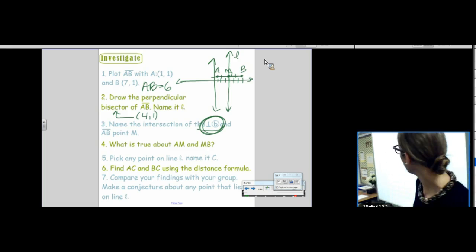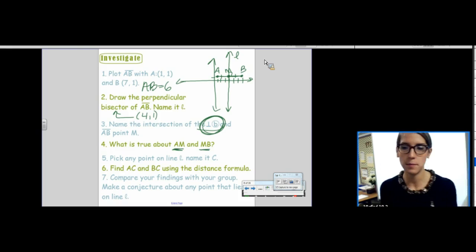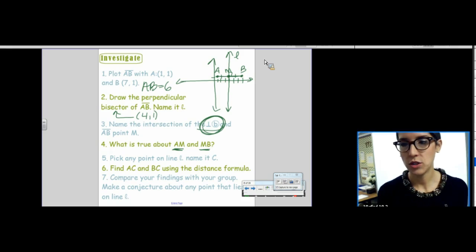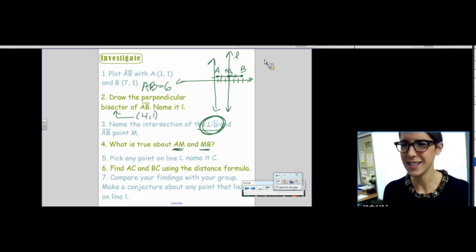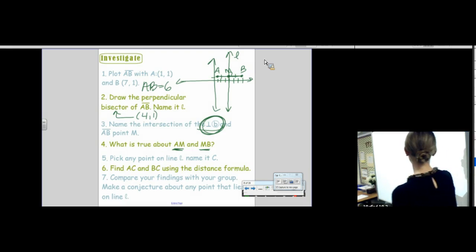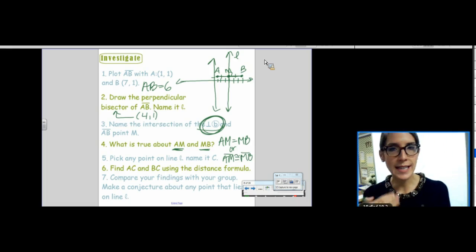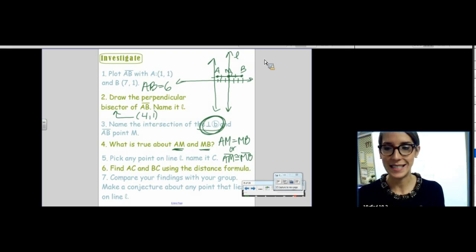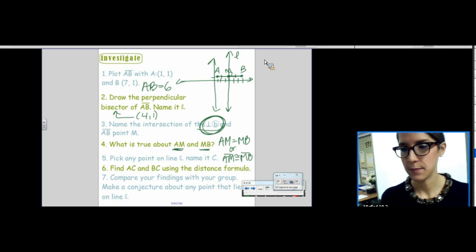Number 4 says, what is true about the distance from A to M and the distance from M to B? Of course, because M is a midpoint. So you could write this on your paper, or you could write this. Remember, we use congruent with segments, and we use equal with distance. If you don't put a line over it, it's distance. It's not wrong, but it's distance.